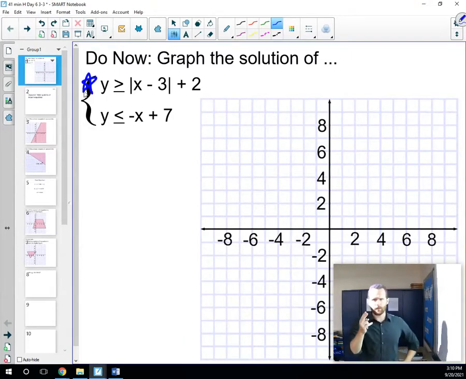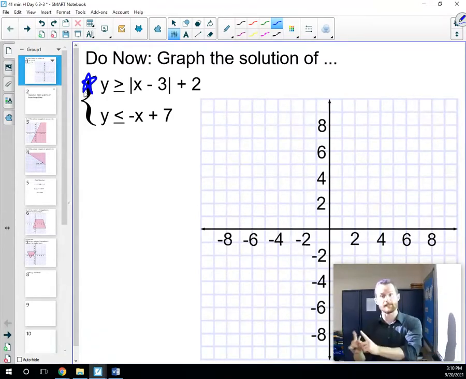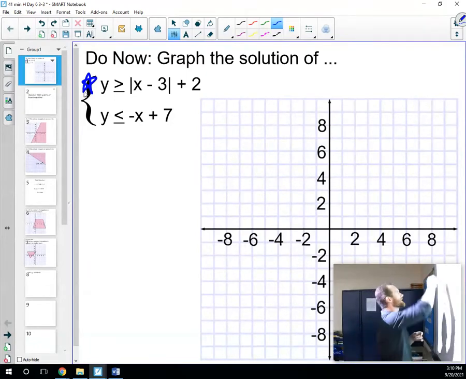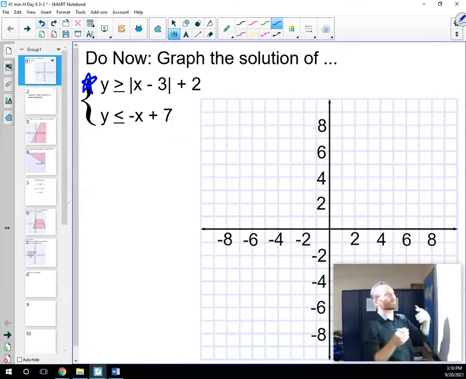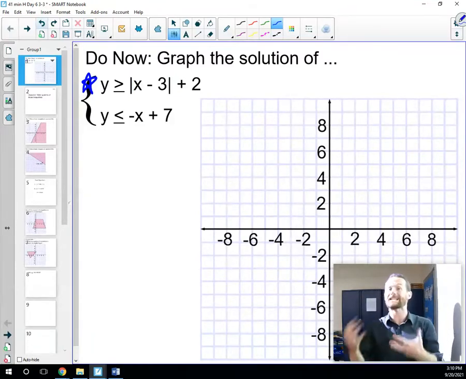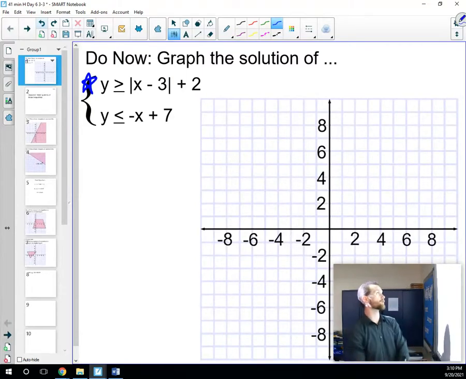As soon as I see that, we gotta think, oh, there's an absolute value. That means something. That means it's going to be a V. It's not gonna be a line, we know it's gonna be a V. As soon as we see those absolute value symbols, remember that's a big part of being a good math student, is seeing something and having an idea of what it's going to look like before we even graph it.